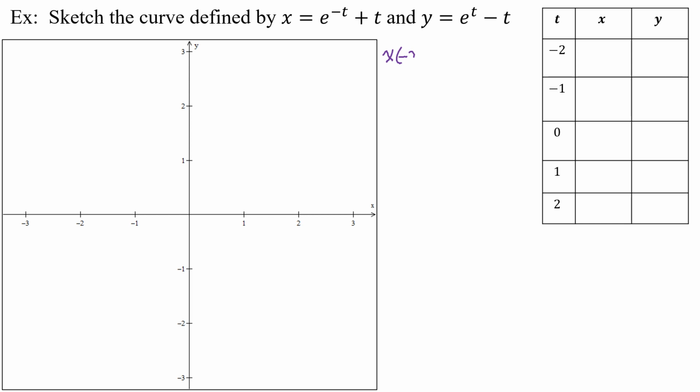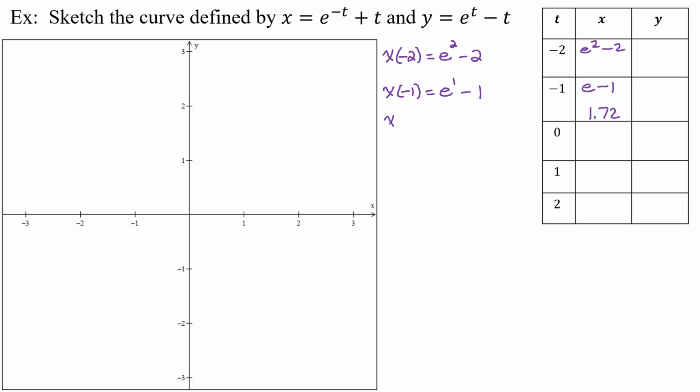So x at negative 2. That would be e to the negative negative 2, which makes a positive 2, minus 2. And that's about as good as you can get. This is e squared minus 2. If we were to plug x at negative 1 in, I would have e to the negative negative 1, which is positive 1, minus 1, which is just e minus 1. That one I can do. E is 2.72-ish, so minus 1 would be 1.72-ish. So I got that one down.